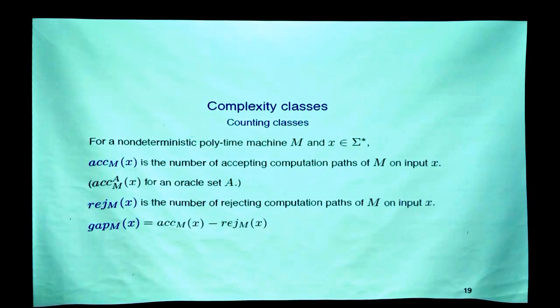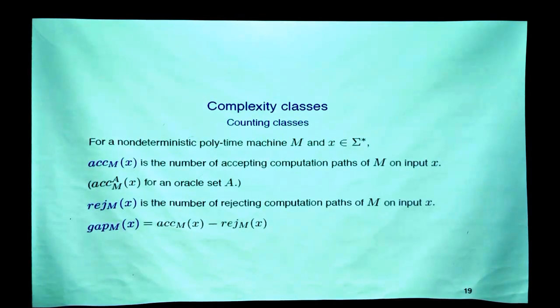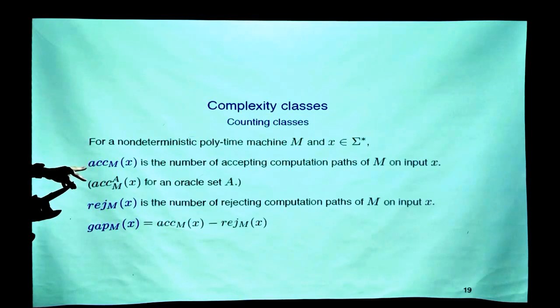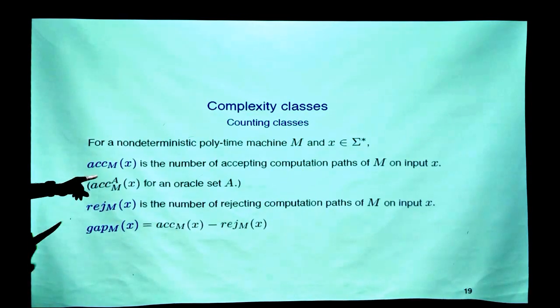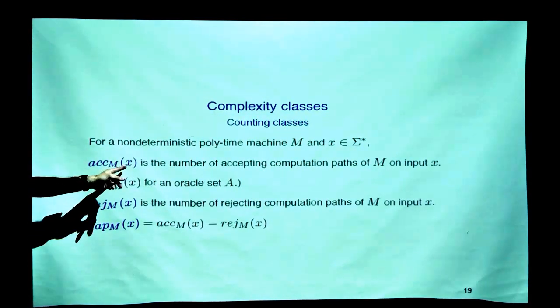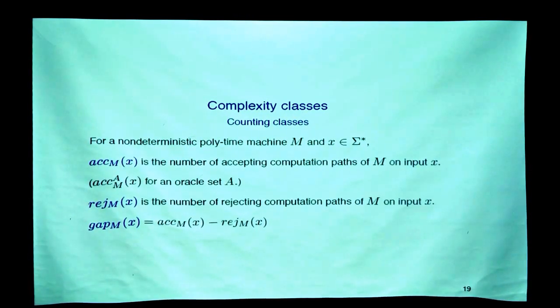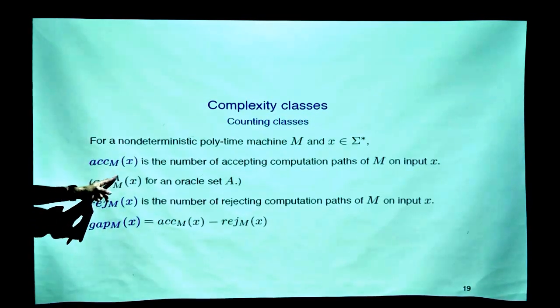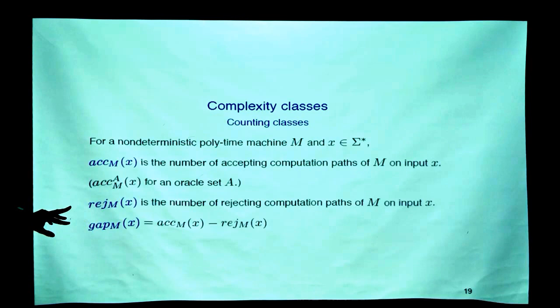let me recall some of the complexity classes with counting. Imagine we have a non-deterministic polynomial time machine, like for an NP problem, and with the notation acc_M we denote the number of accepting paths of input X on this machine. If the machine can make queries to A, then we write M^A. Opposite to that, rej is the number of rejecting paths, and gap is the difference between accepting and rejecting.